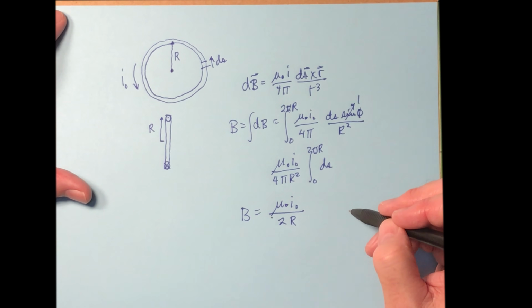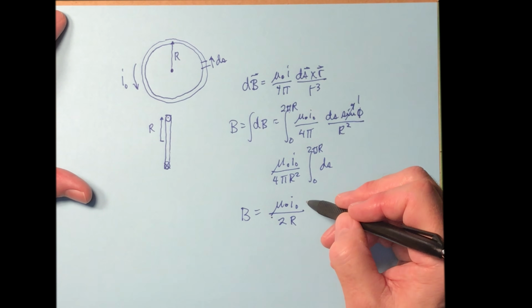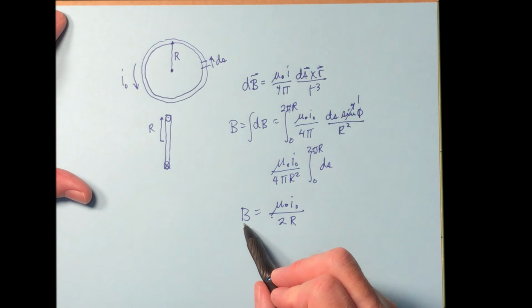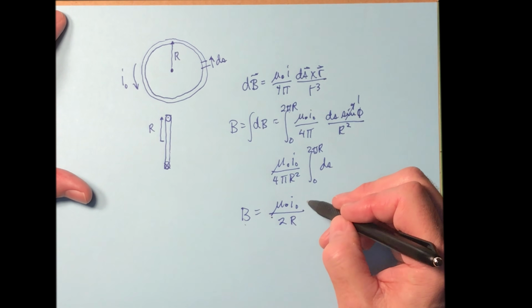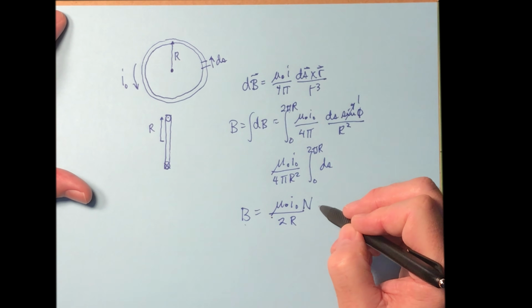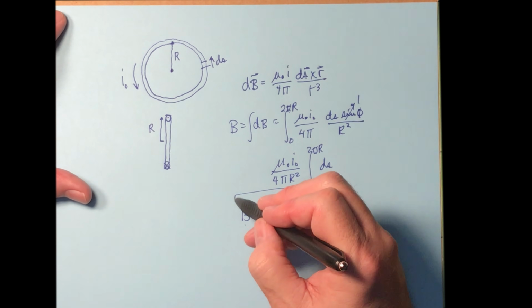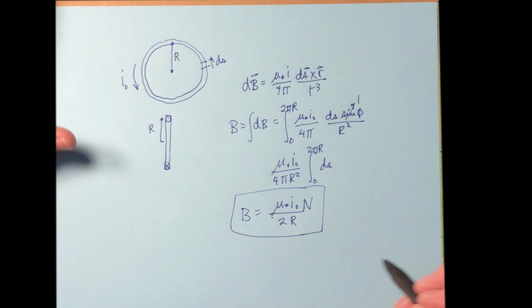If I want to add loops to this, if I add an additional loop, it just doubles that. If I add 3 loops, it triples that. So you can add an n here for the number of loops, and that's what it looks like at the center. Okay, we'll stop there.